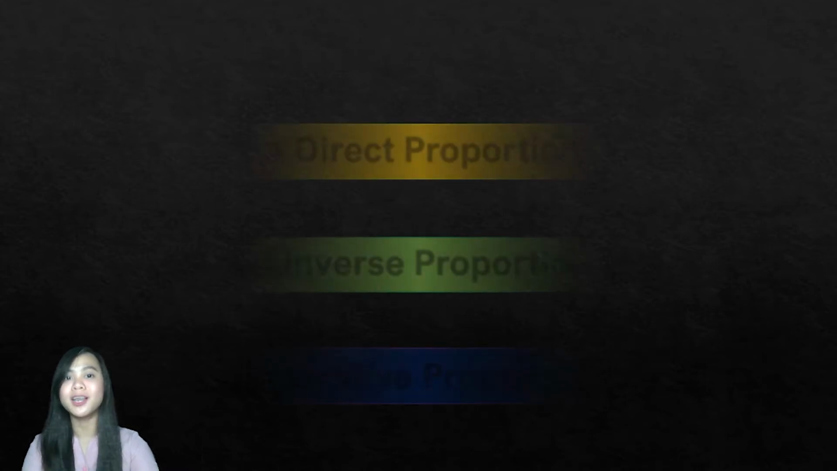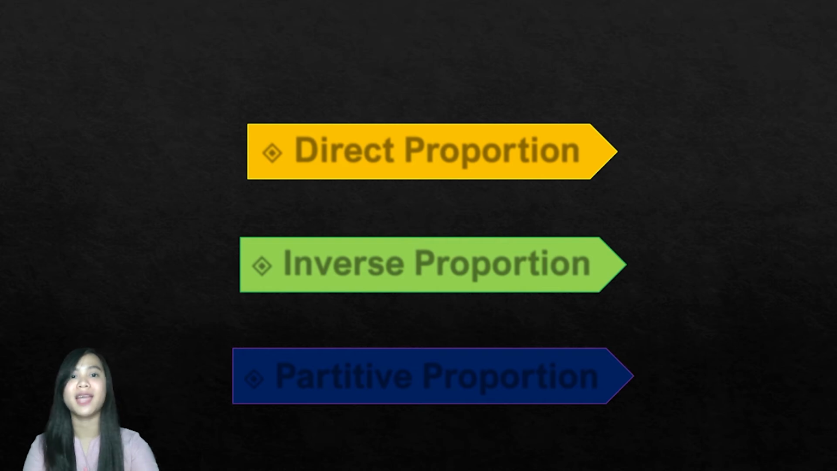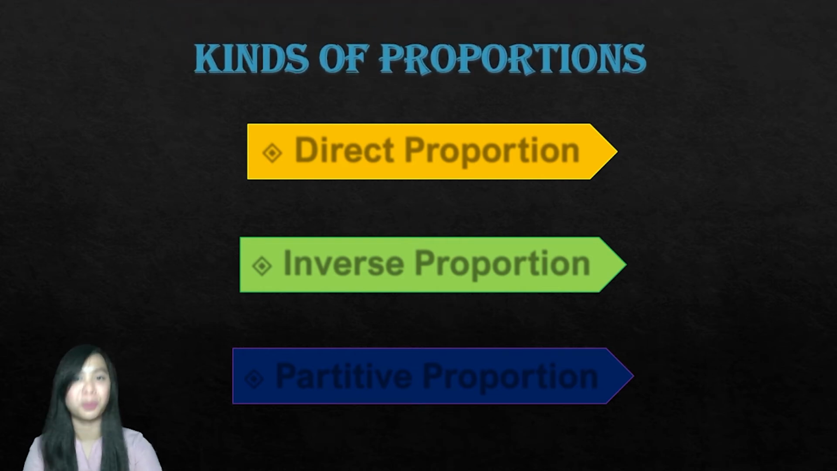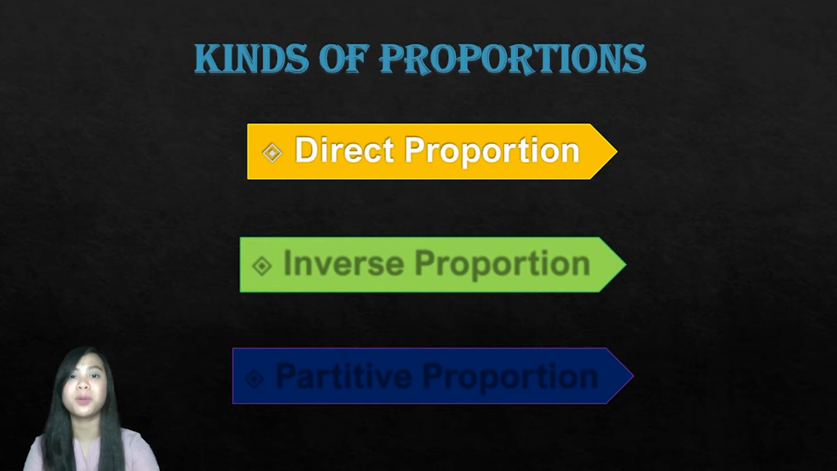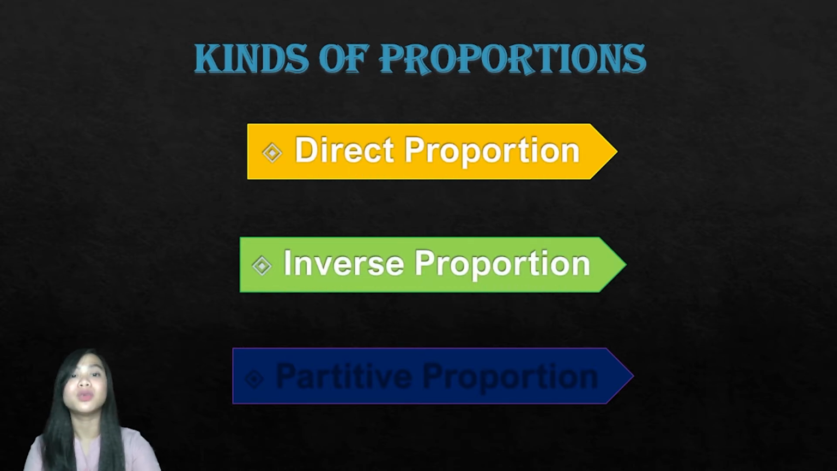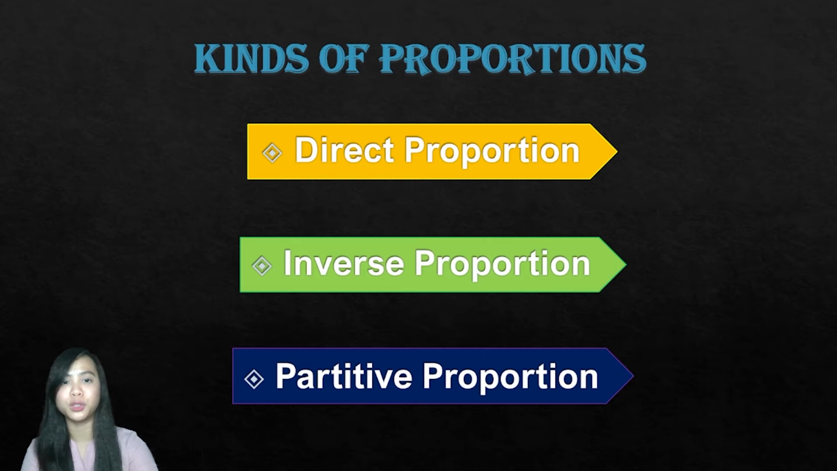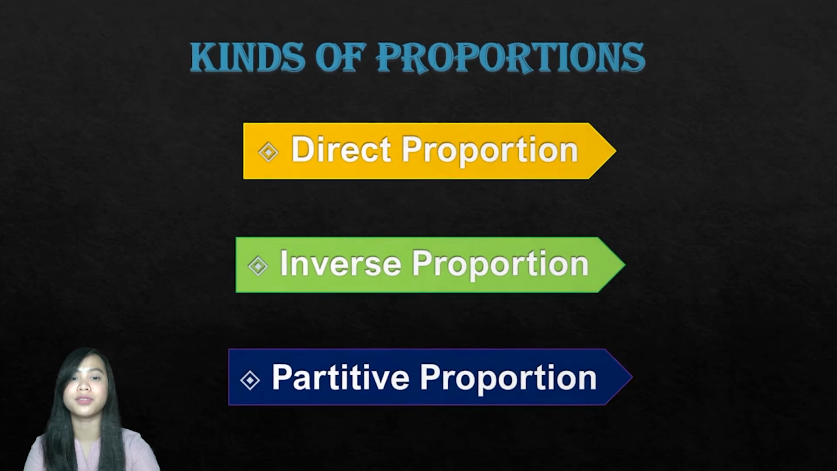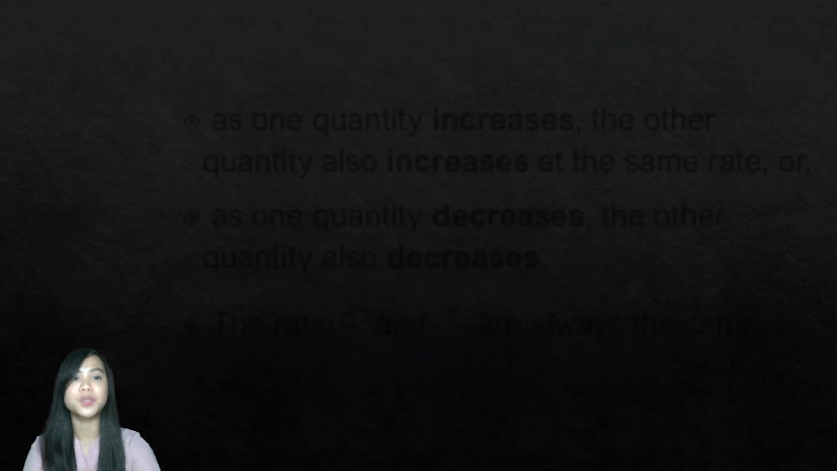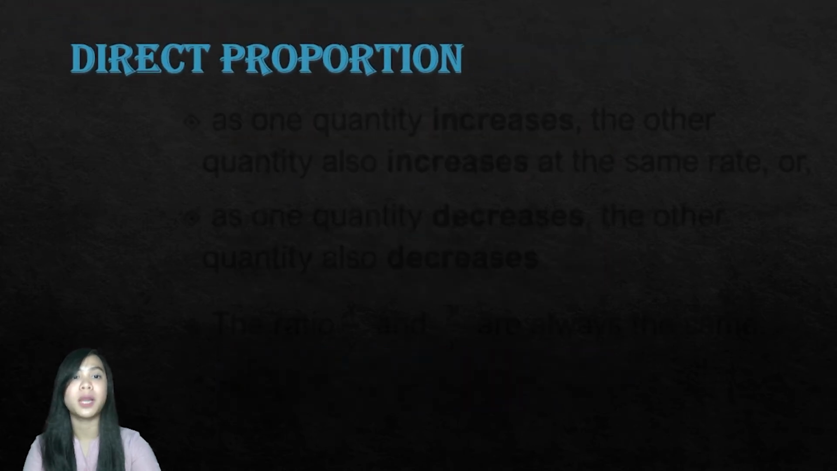Now, let us move to the discussion of the different kinds of proportions. We have three: direct proportion, inverse proportion, and partitive proportion. We're going to discuss each kind. First, let's go to direct proportion.